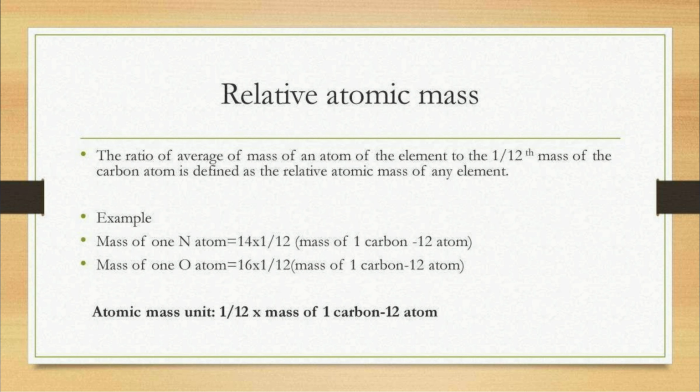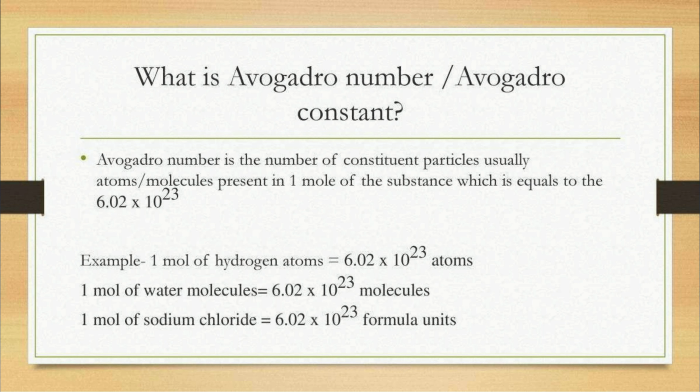Relative atomic mass: the ratio of the average mass of an atom of the element to 1/12th the mass of the carbon atom is defined as the relative atomic mass of any element. For example, the mass of one nitrogen atom is equal to 14 into 1 upon 12 of the mass of one carbon 12 atom. Similarly, the mass of one O atom is equal to 16 into 1 upon 12 of the mass of one carbon 12 atom. Atomic mass unit can be defined as 1 upon 12 into the mass of one carbon 12 atom. So this is what is known as atomic mass unit.